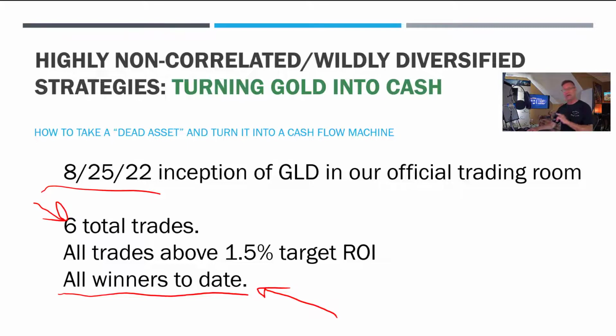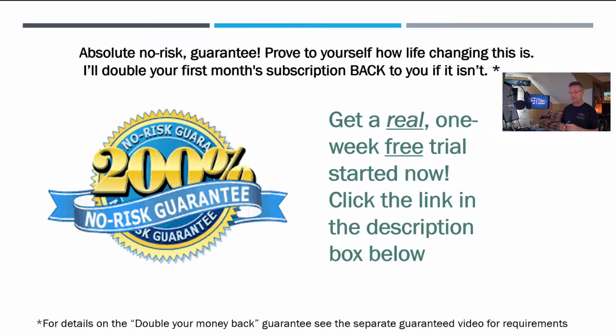I was already counting on this because I've seen it. We've done it for years and years in AST, we've just done it with silver. What I was really happy about was this: I didn't know if we were going to be able to consistently find setups that could bring in that 1.5% a week, almost 6% a month. But we've been able to find it. In fact, every single one of our six trades so far has been above that number. And that's what really excites me about that strategy. So this is the overview of our gold trade. It's an absolutely awesome trade.